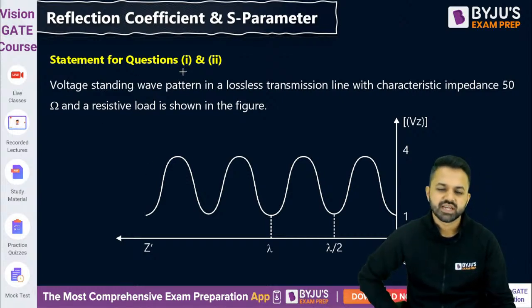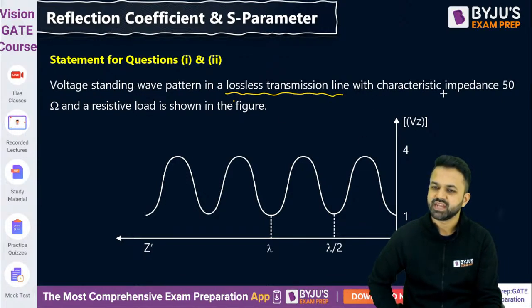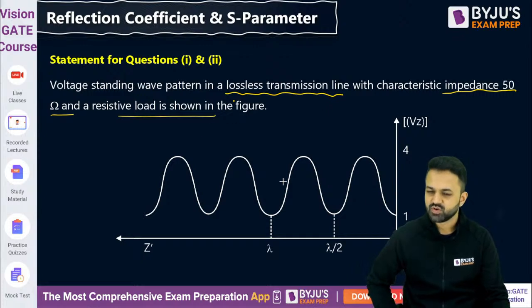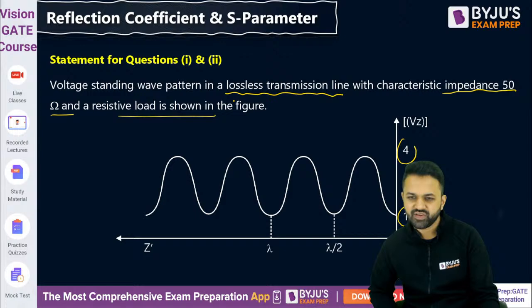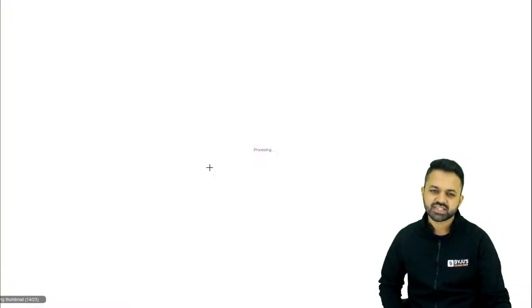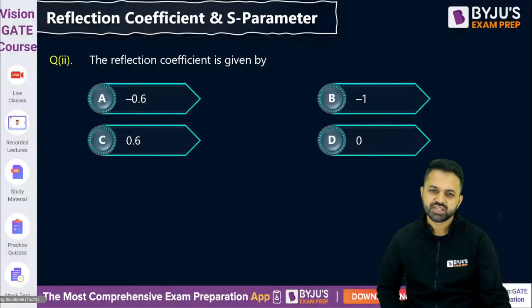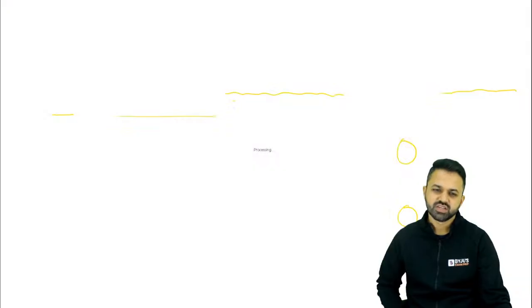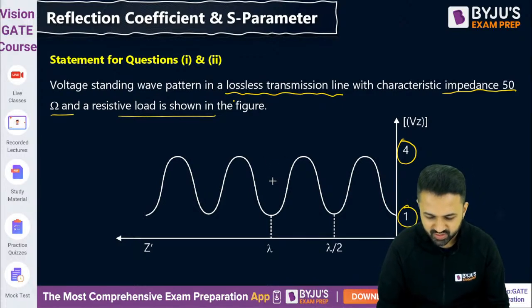Now, statement for question 1 and 2. This is the voltage standing wave pattern in a lossless transmission line. Characteristic impedance is 50 ohm. The resistive load is shown in the figure. So this is the standing wave pattern, and the load is given. This is the value 1 and this is the value 4. And this is lambda by 2, this is lambda. It is asking for the value of the load resistance and the reflection coefficient. So there are two questions. What will be the value of the load resistance?